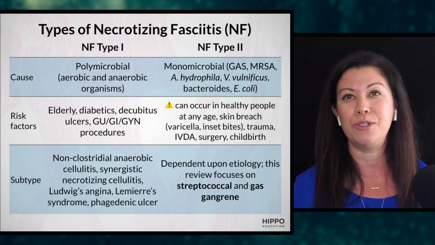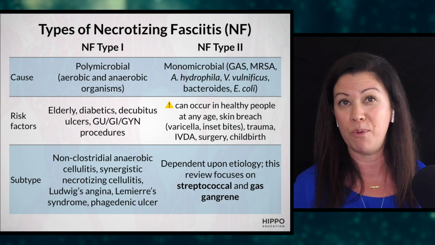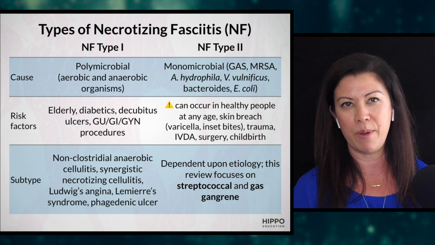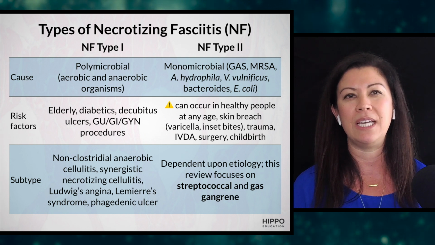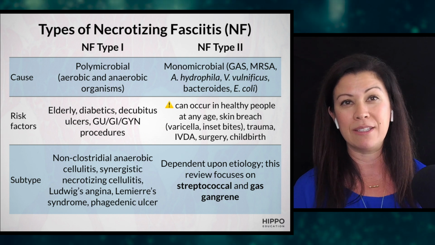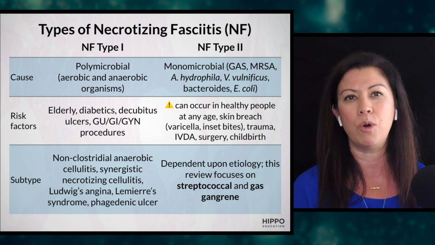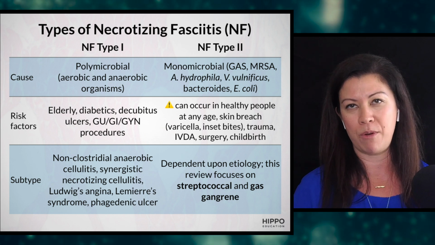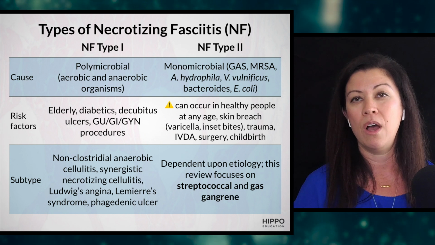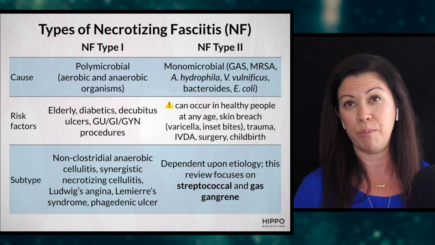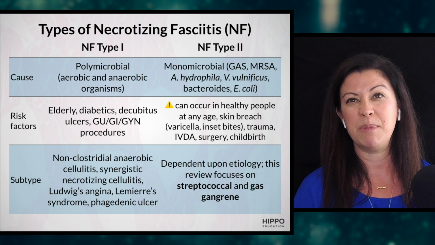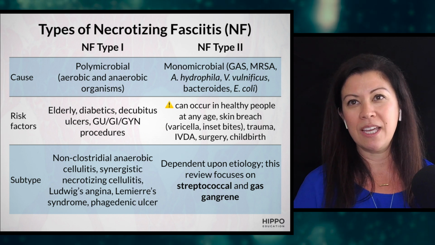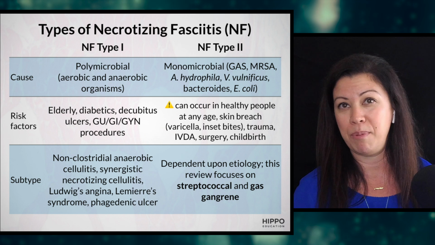All right. So did you know there's two types of neck fash? There's type 1. That's typically polymicrobial with both aerobic and anaerobic organisms. This is the one we see in our elderly patients, diabetics, those patients with decubiti, some of the sick older patient population, basically. Type 2 is that monomicrobial organism. So commonly group A strep is the culprit, MRSA, sometimes E. coli and some Bacteroides.